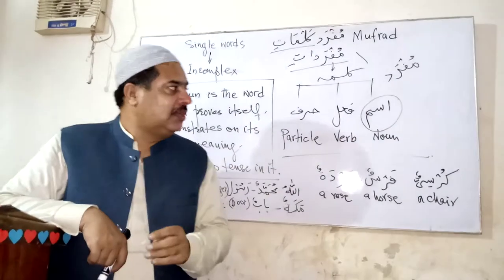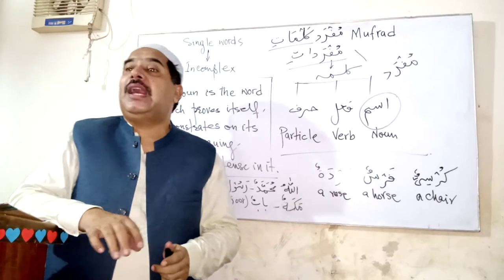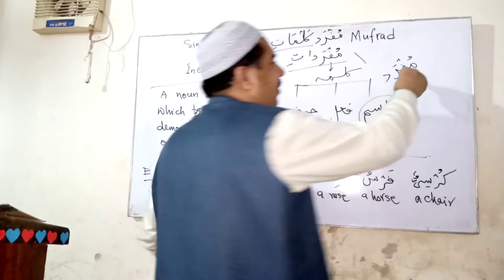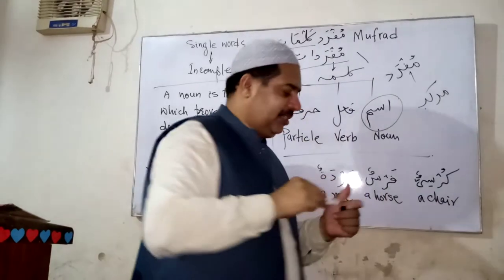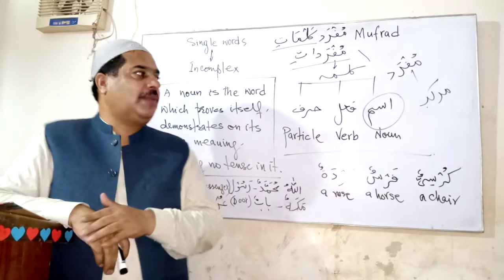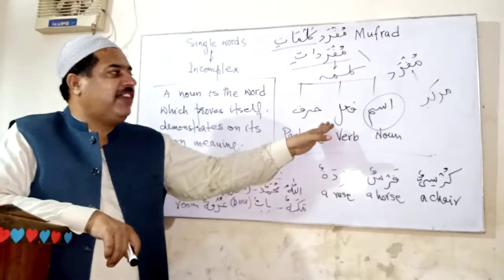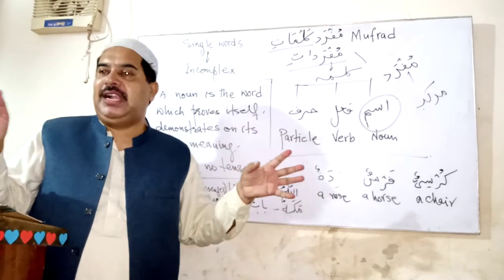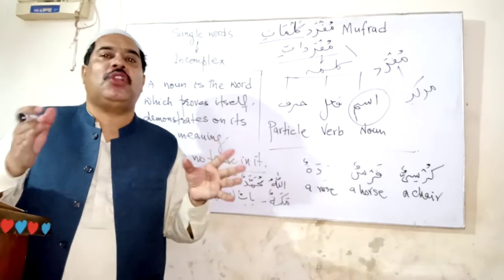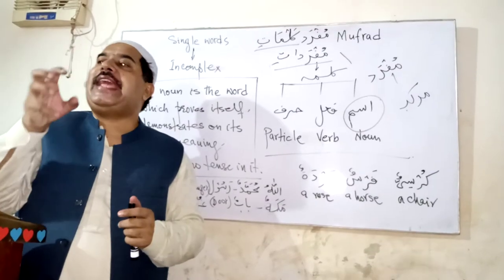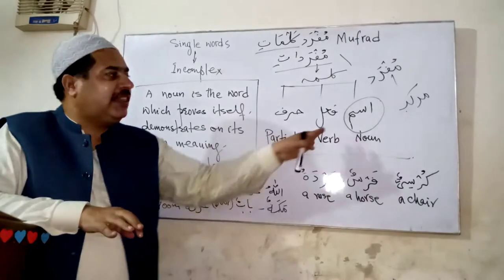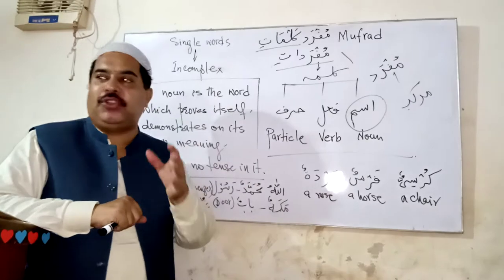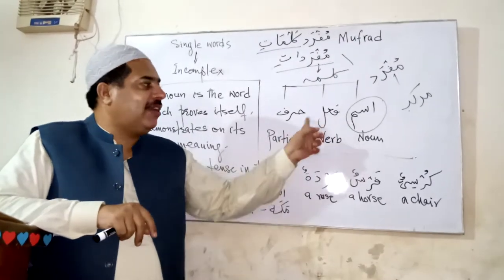Mufrad kalma means a word. So if there is mufrad, then there's also murakab, which we will touch later on when we learn murakab kalmat. In our previous classes, we learned that kalma is divided into three groups: ism, fa'il, harf. These are three parts of speech, and all eight parts of speech in English are covered by these three. In previous lessons, if you listen, you'll find all these three things there.